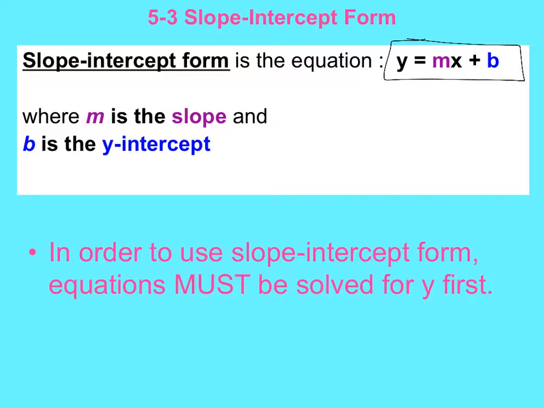Something important to note is that in order to use slope-intercept form, equations must be solved for y, and that is literally because the equation is in a y equals format, so you have to have y by itself to identify your slope and y-intercept.